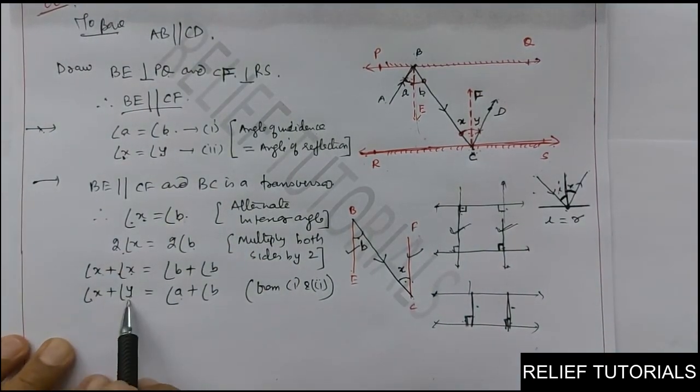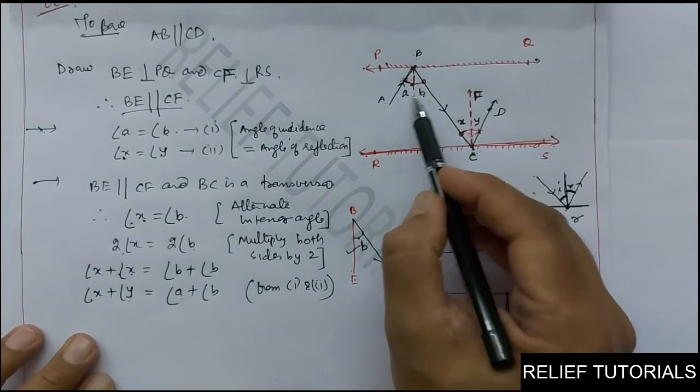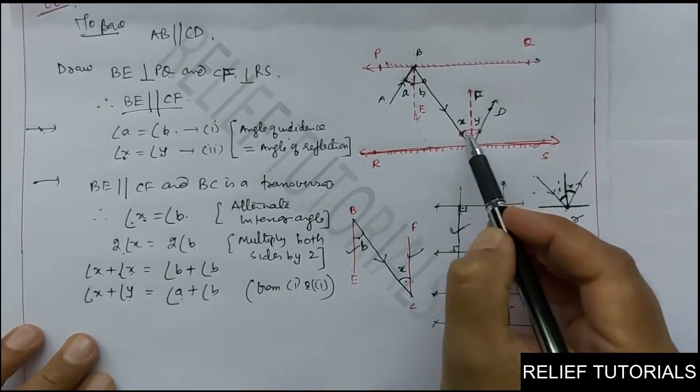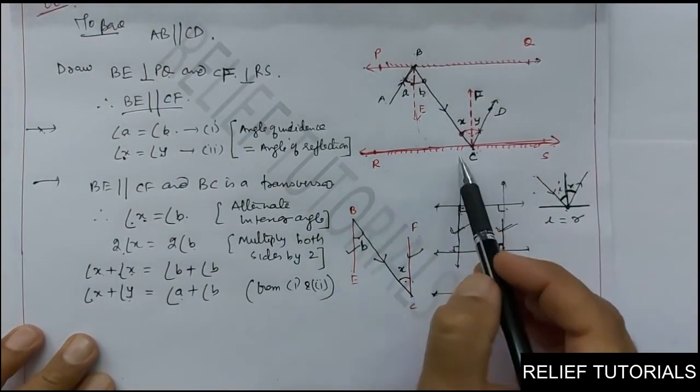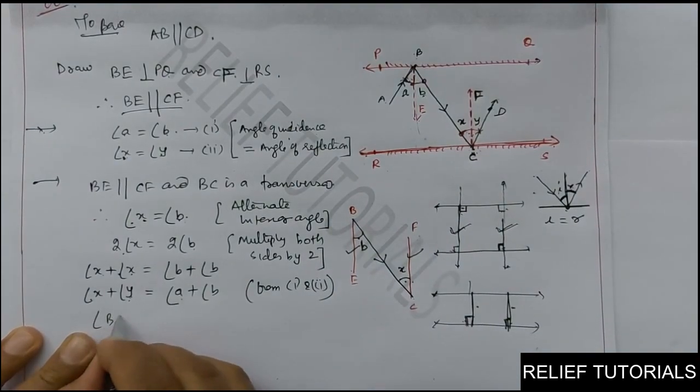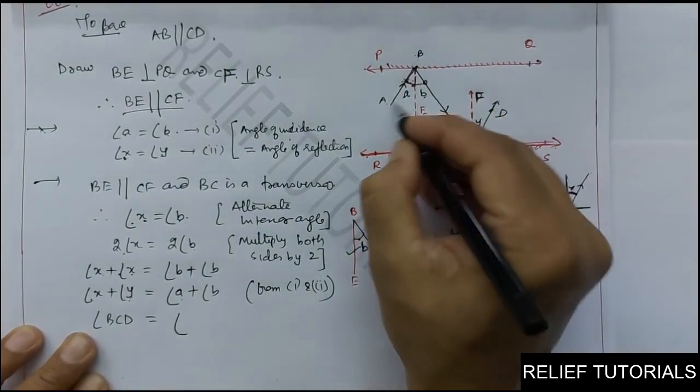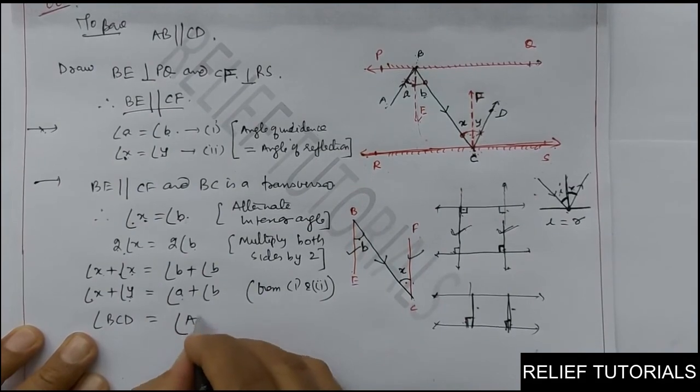So angle X plus angle Y is equal to angle A plus B. See, A plus B and X plus Y. So X plus Y is which angle? It is angle BCD. So angle BCD is equal to A plus B, that is angle ABC.